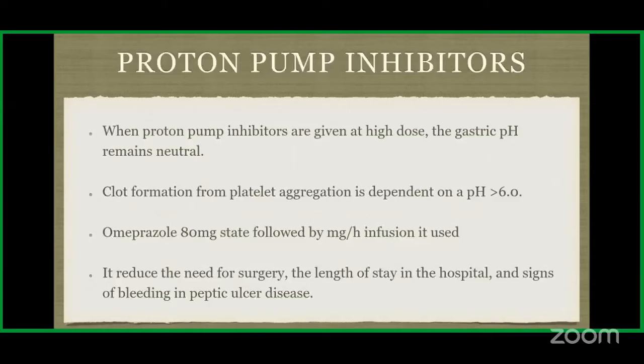Coming to pharmacological management, proton pump inhibitors are usually given in a high dose. That is because for platelet aggregation to occur in the GI, they need an alkaline environment, not an acidic environment. So the pH has to be at least more than 6. And in order to maintain that, we have to give a high dose of proton pump inhibitors. Starting with omeprazole 80 mg start, followed by 8 mg per hour infusion.